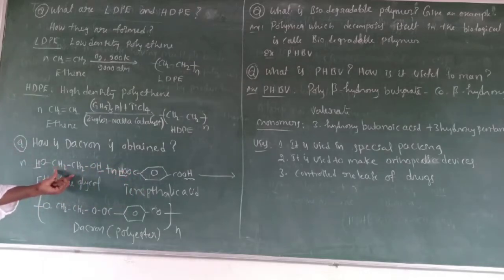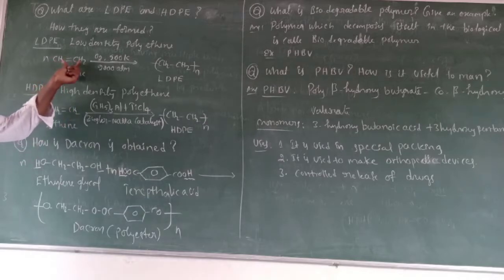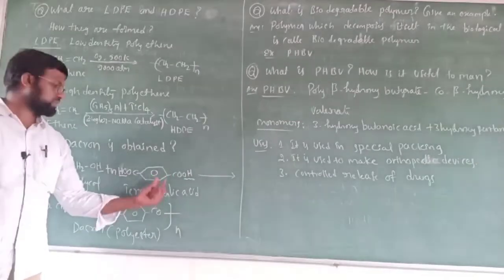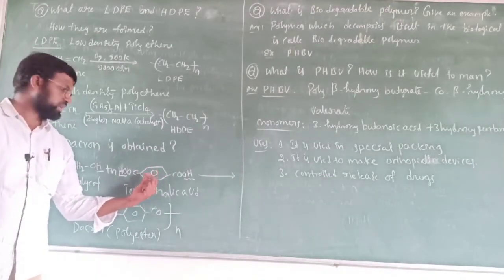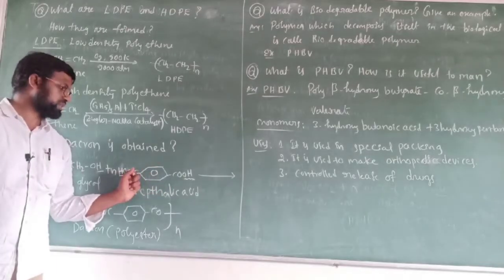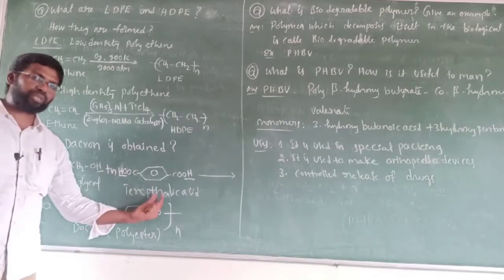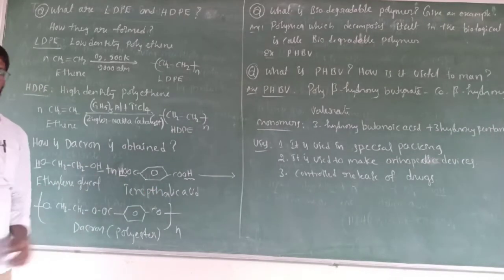Ethylene glycol formula: ethene formula you know, CH2 double bond CH2. Now here you see, there is no double bond. It's CH2 single bond CH2, and 2 hydroxyl groups are there, in the beginning and at the ending. So HOCH2CH2OH, this is called ethylene glycol. And terephthalic acid: here you can observe one benzene ring, and on the opposite sides of that benzene ring there are 2 carboxylic groups, COOH, COOH. This is called terephthalic acid. These are the 2 monomers.